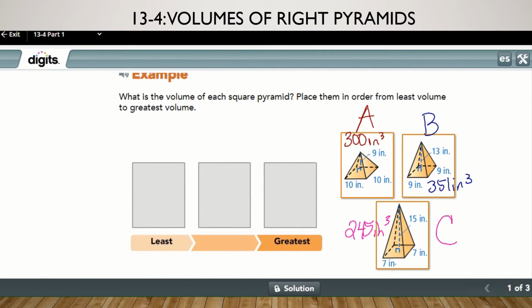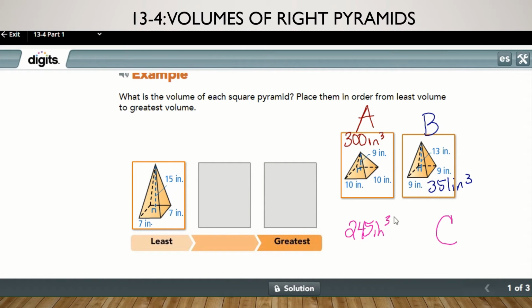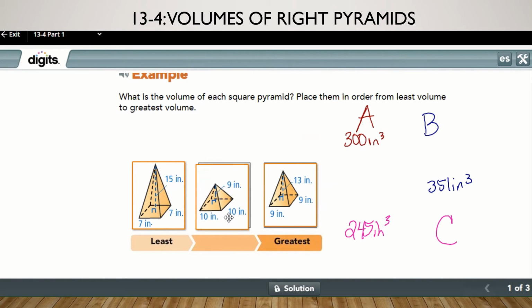Now, if we were to label this from least to greatest, the least will be C, 245 inches cubed. Then the greatest will be B, 351 inches cubed. And the middle will be A, 300 inches cubed.